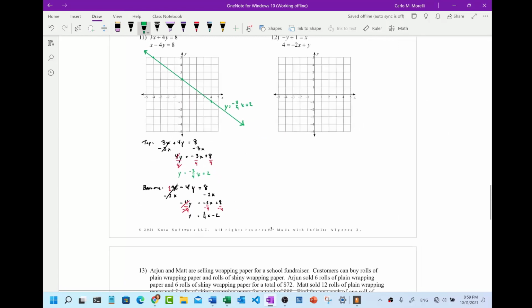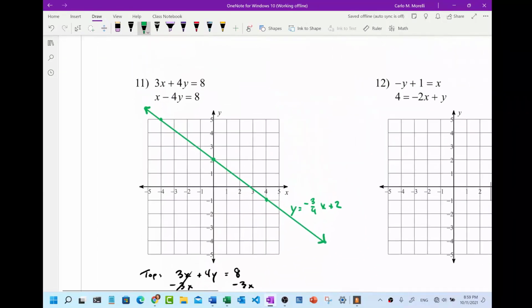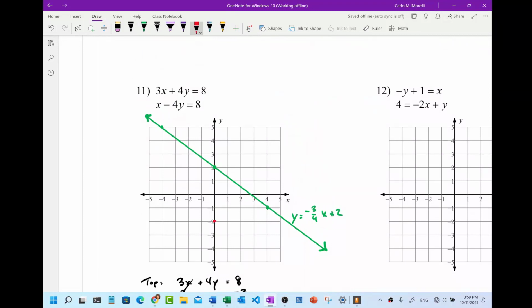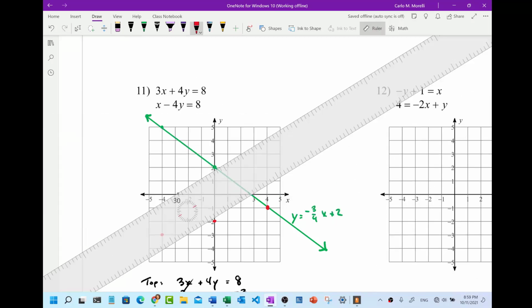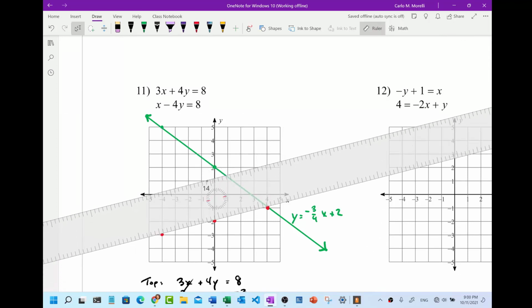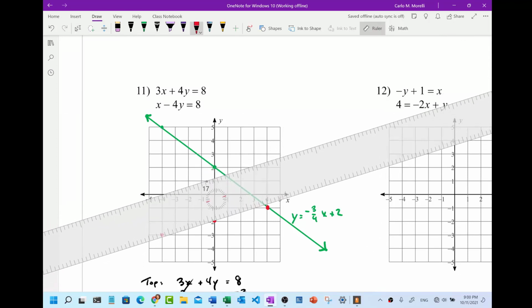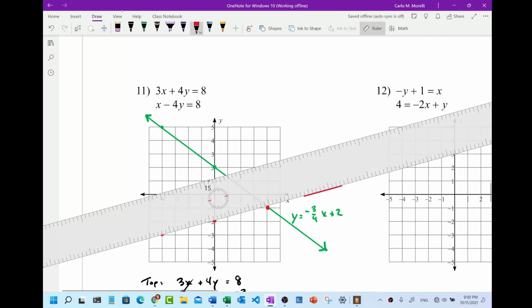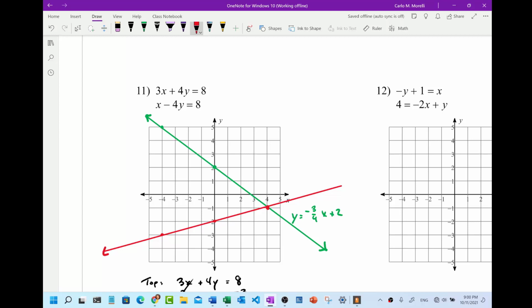Okay, second equation, y equals 1/4 x minus 2. All right, this is minus 2, and then up 1 over 4. Bingo, there's the intersection point. Down 1 over 4 gives us another point to help us plot this in. Okay, and we see that intersection point right there. Right there is the solution, and that's going to be at 4 on the x and negative 1 on the y.